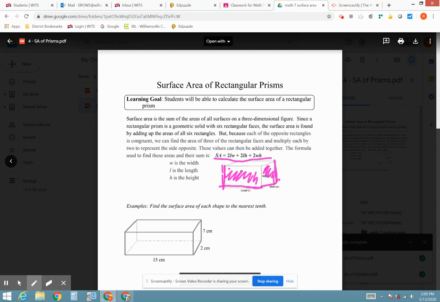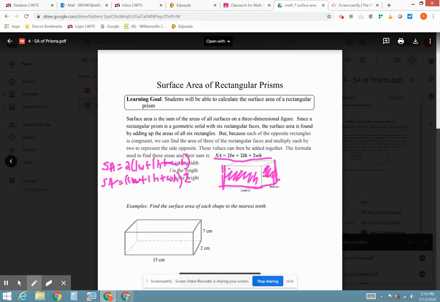So SA for surface area equals 2 times length times width plus 2 times length times height plus 2 times width times height. So I like to simplify this a little bit, and I write my formula as 2(LW + LH + WH). Okay? It doesn't matter if you put the 2 in the front, or some kids like to put the 2 in the back.